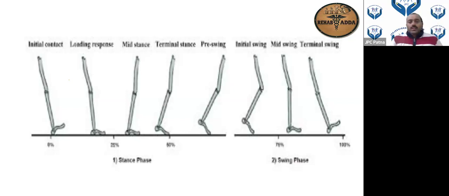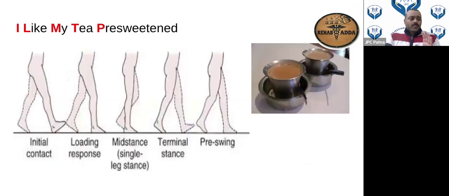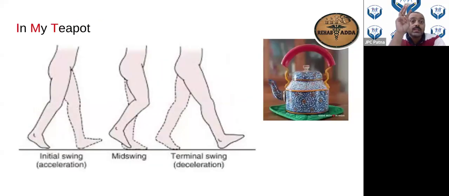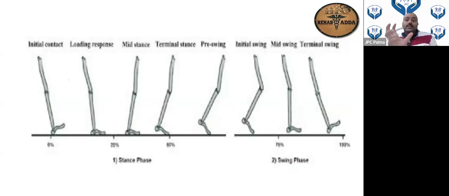Now, concentric action is happening. For example, iliopsoas, concentric, it has to contract. Iliopsoas is the muscle which always contracts. So the contraction part of the iliopsoas will be from the terminal stance to the mid swing.